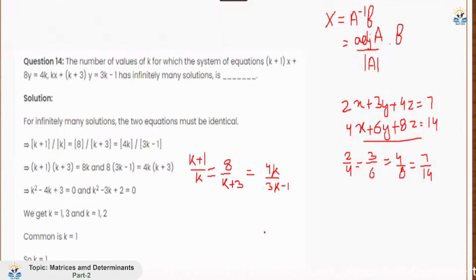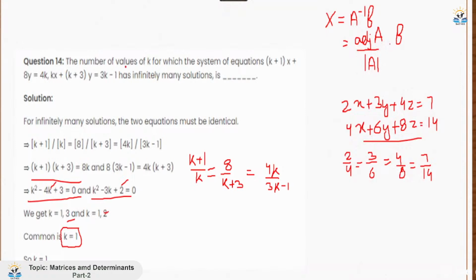Okay, now it is simple. You can just open this and you will get a quadratic equation in this form. So you will get this equation and this equation. Now you can solve these two quadratic equations to get the value of k. Obviously we need to take the common value, because if I take 3 then it will not satisfy this equation, and if I take 2 then it will not satisfy this equation. So the common value of k is 1, so k equal to 1 is my final answer.